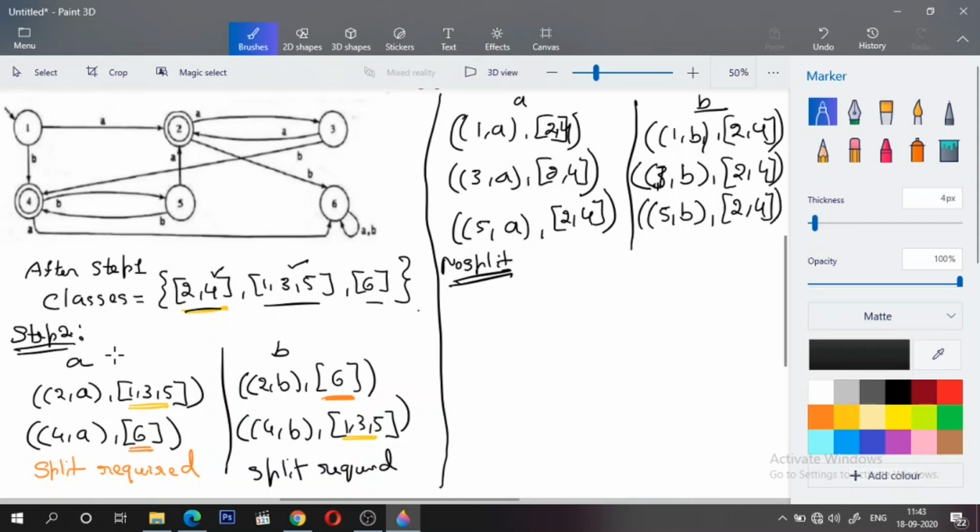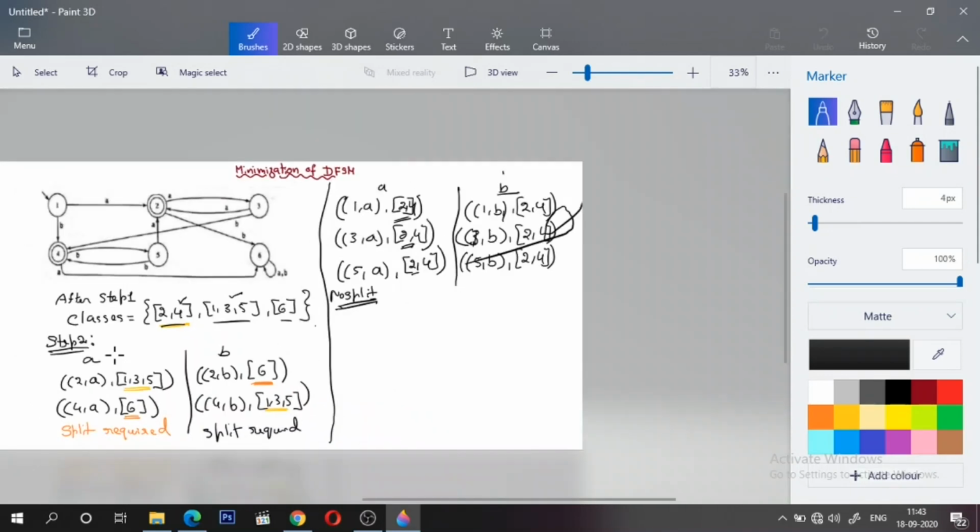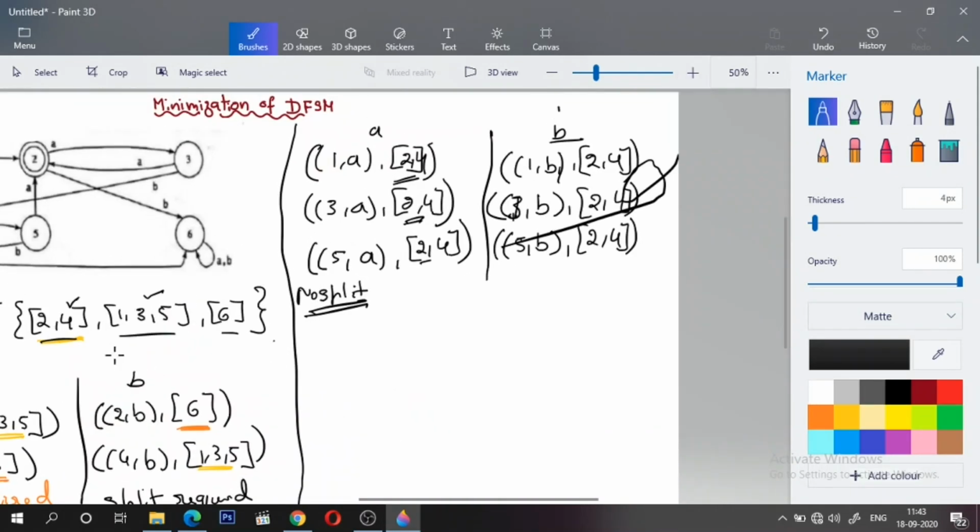So what can we conclude from this? From this we can conclude that 1, 3 and 5 make a transition to the same set, 2, 4. So there should not be a further split, right?